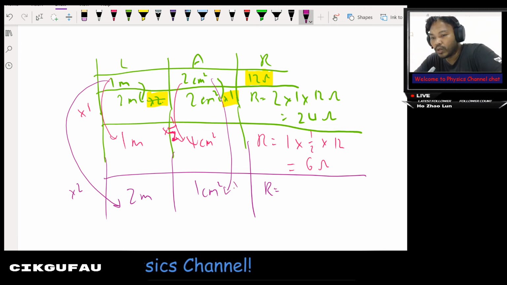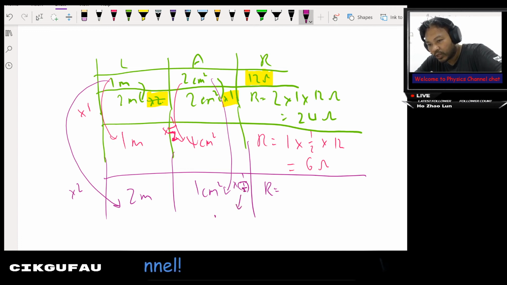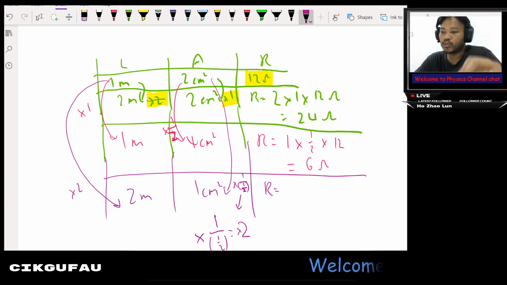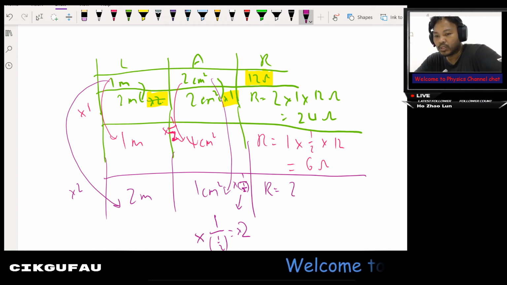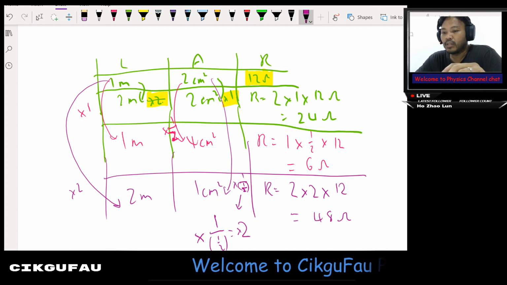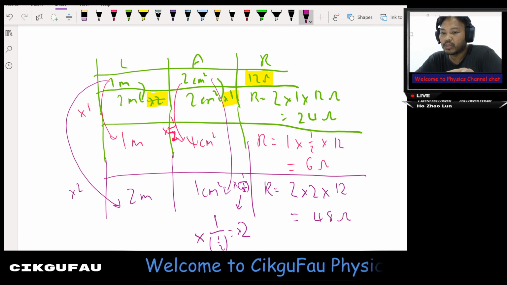So it's 1 over half, right? What is 1 over half? 1 over half is already bigger. 1 over half is equal to 2 times, right? So my resistance will be 2 times 2 times 12. So that makes it 48 ohm. Okay? Right, so this is how we use the proportion method. It's similar to something you do in math as well. The concept is the same.